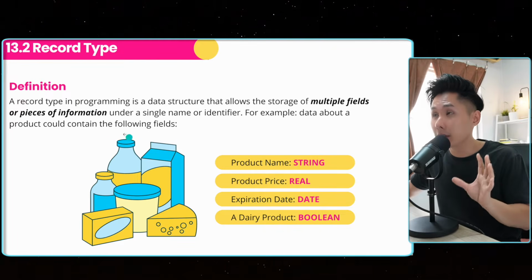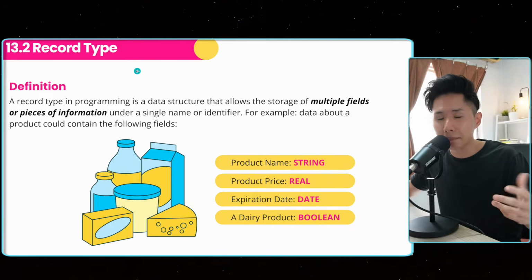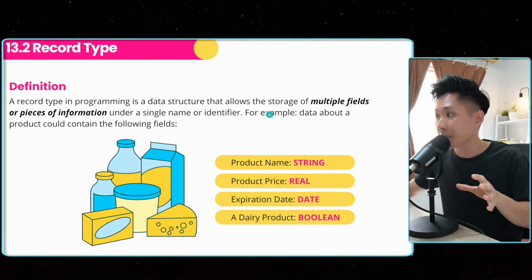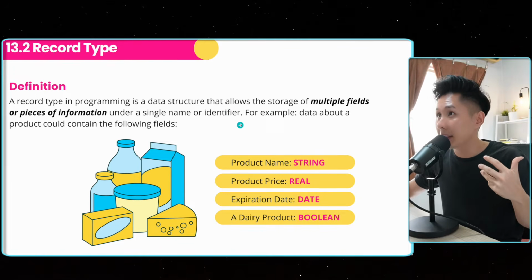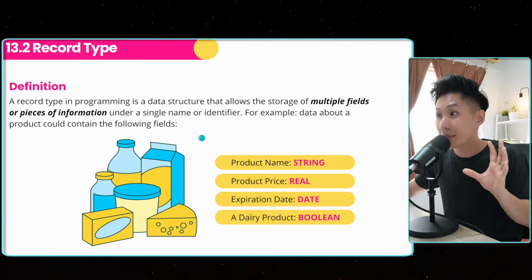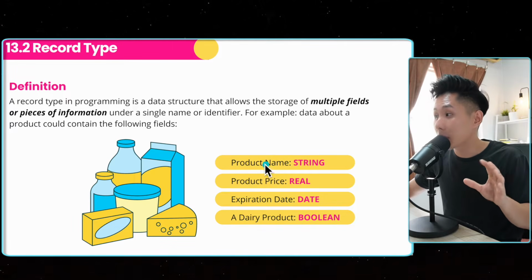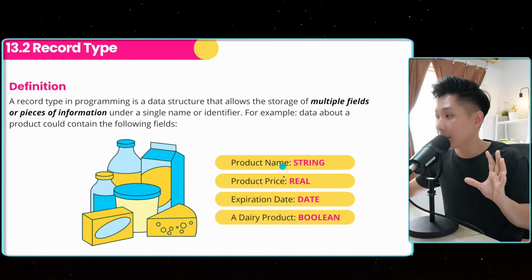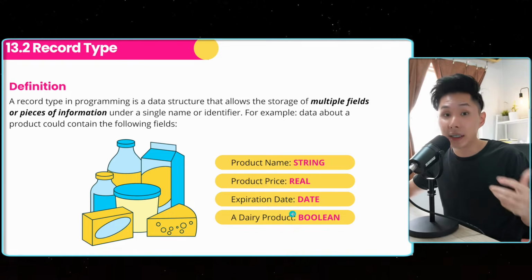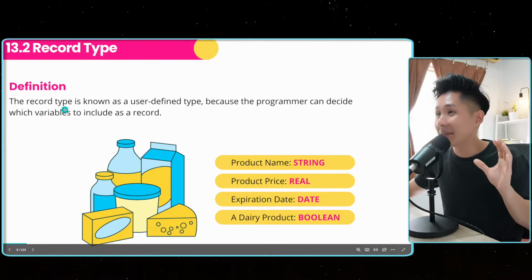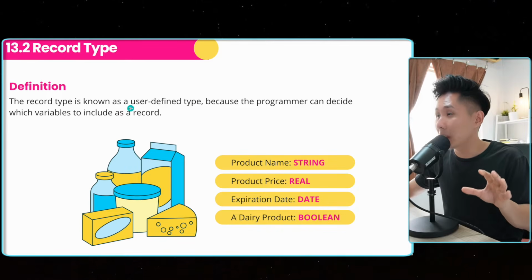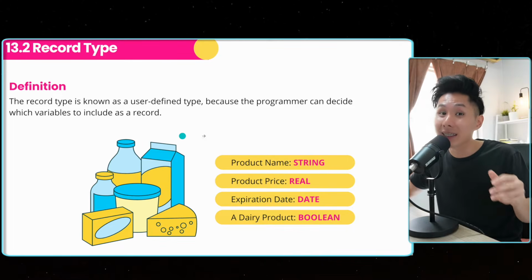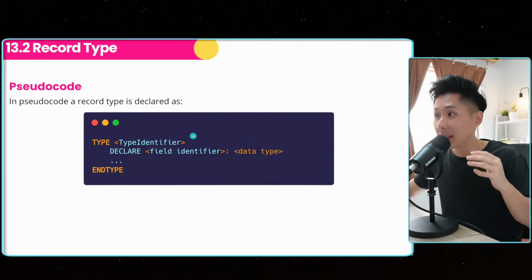The next data type I will show you is what we call the record data type. This is special because it is not built into the computer. It is user defined. For example, if I want to create a record type called product, it could potentially contain this information: a name, price, expiration date, whether it is a dairy product. And as defined, the record type is known as user-defined type because the programmer can decide which variables to include as a record. And this is how we do it in pseudocode.